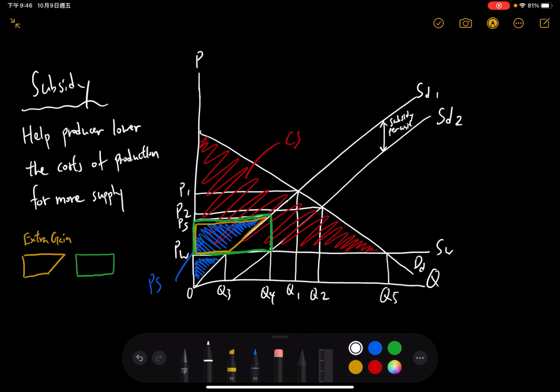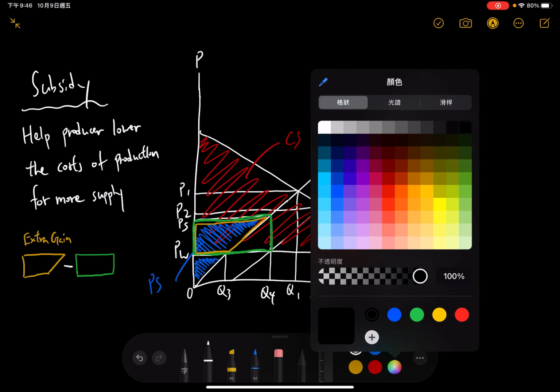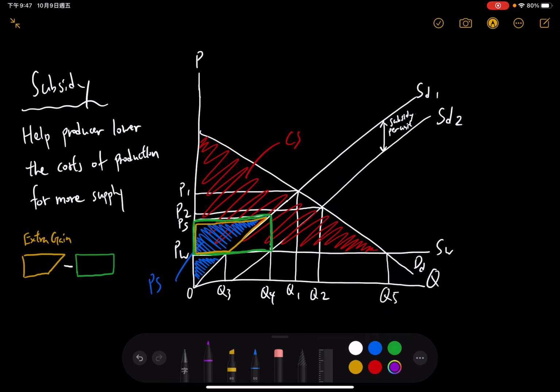Okay, so when we use the yellow area minus the green area, then we are able to find out if the society is having a net gain or a net loss. All right, so in this case, when you look at the diagram, look, there's a missing part. Here I'm just gonna use purple to show you. So when you look at the diagram, you see this is the missing part after subtracting the two areas, right?